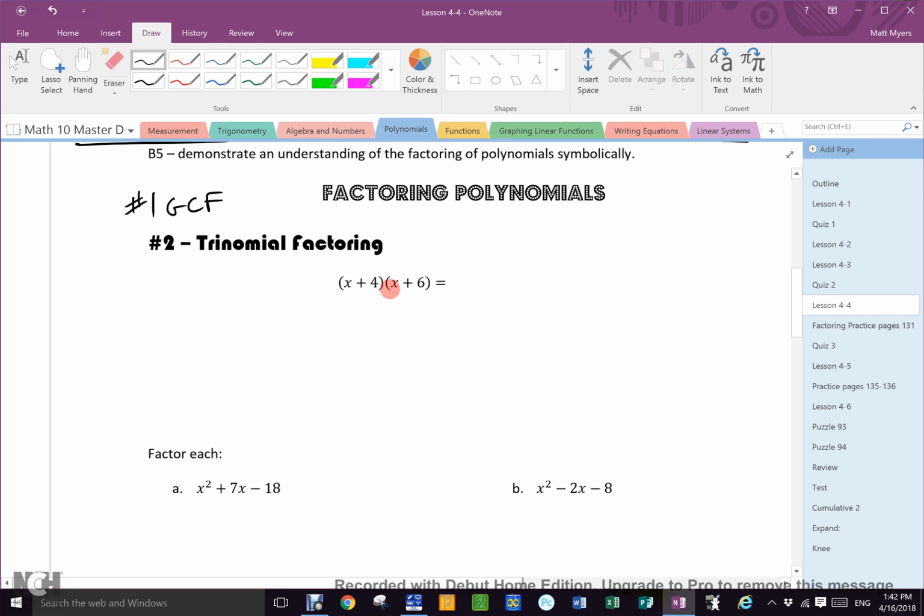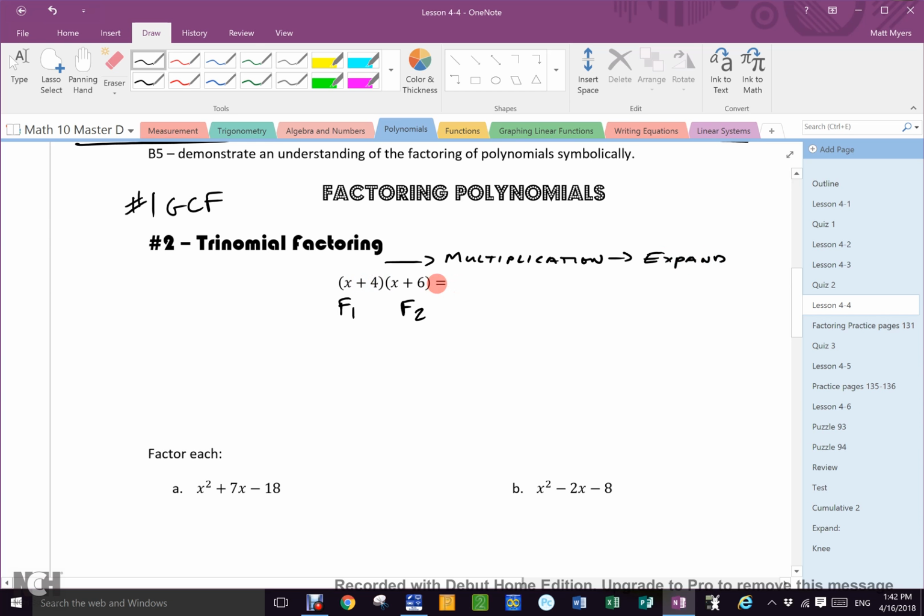Now, what do I have there? Factors or a product? Factors. How do you know? Because there's two things being multiplied together, right? So I have factor 1 and I have factor 2. Since we don't have the product written, we would expand that, right? If we are actually doing the multiplication, that is called expanding.